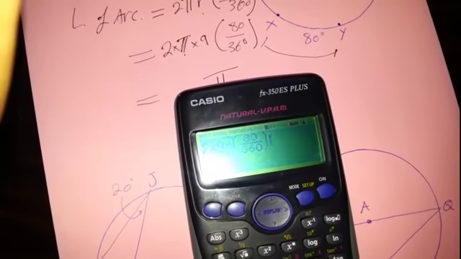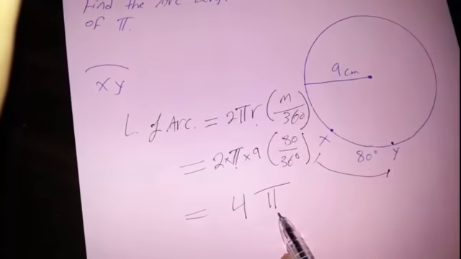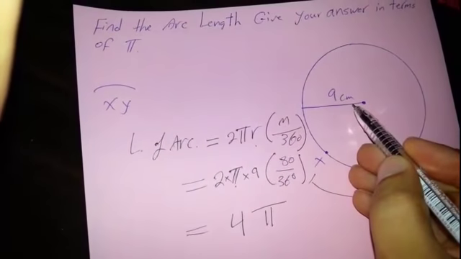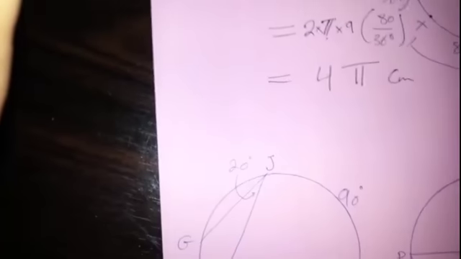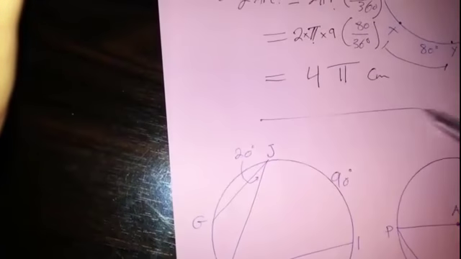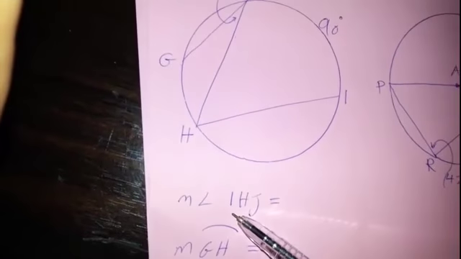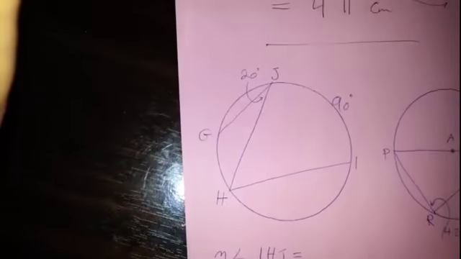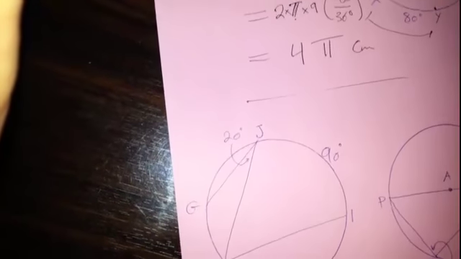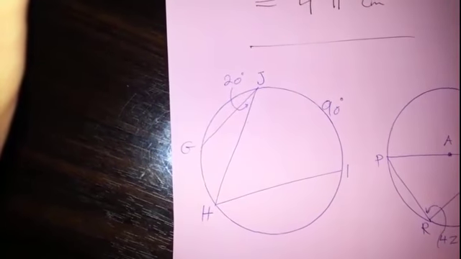Equals 4. So this would be 4 pi. What will I write here? Centimeter. Okay, this one is a different question. We need to find the required angle IHJ and arc GH. These questions are all in your revision sheet, but this is the answer for them.